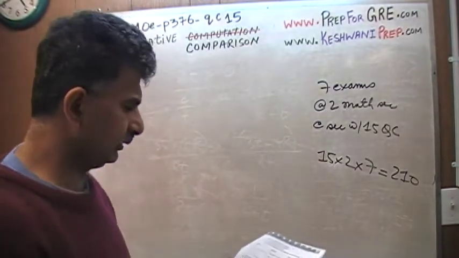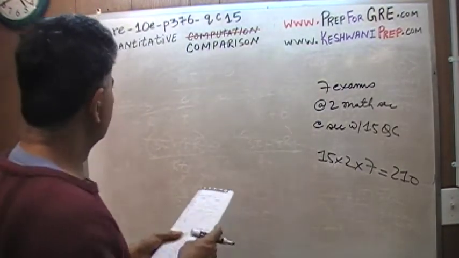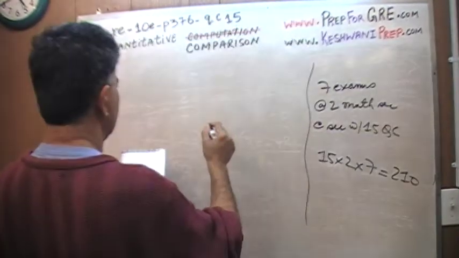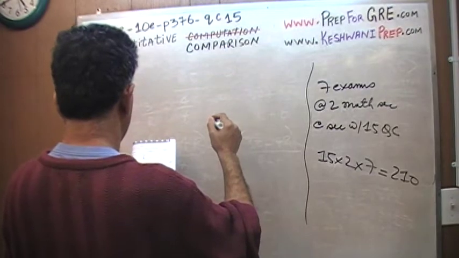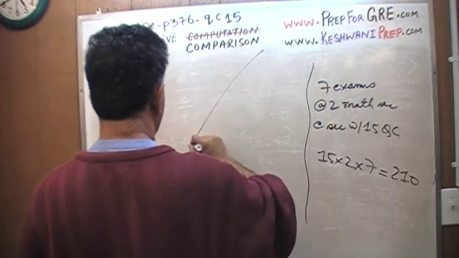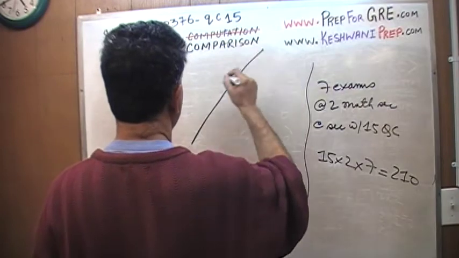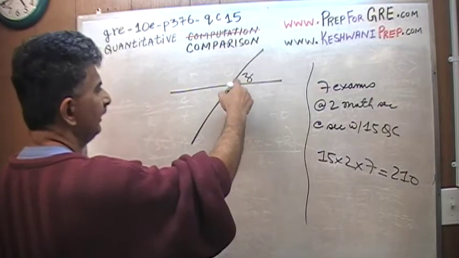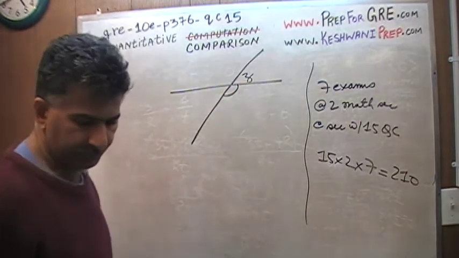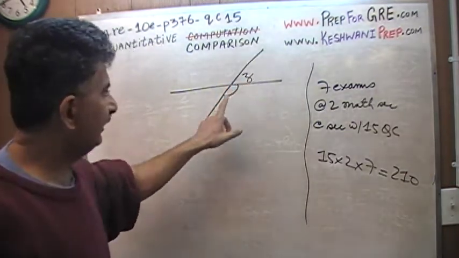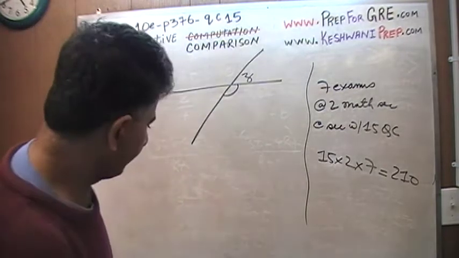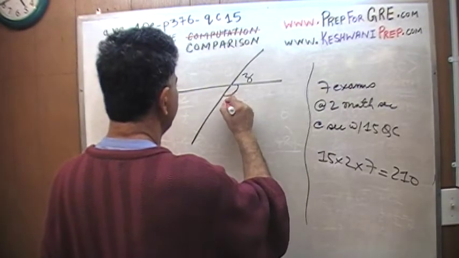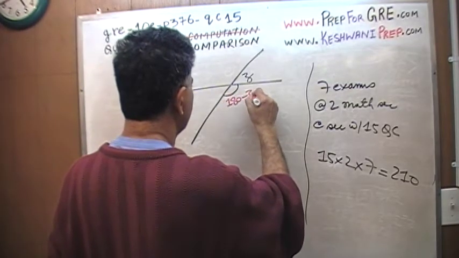I need the room. I need to put the picture. I'm going to erase this thing here. Well, let's leave it here. Here's a straight line, and they tell you that this is Z. Well, if this is Z, the question is, how much is this angle? Can you tell me? If that is Z, we all know that the straight line is 180 degrees, so this would have to be 180 minus Z.